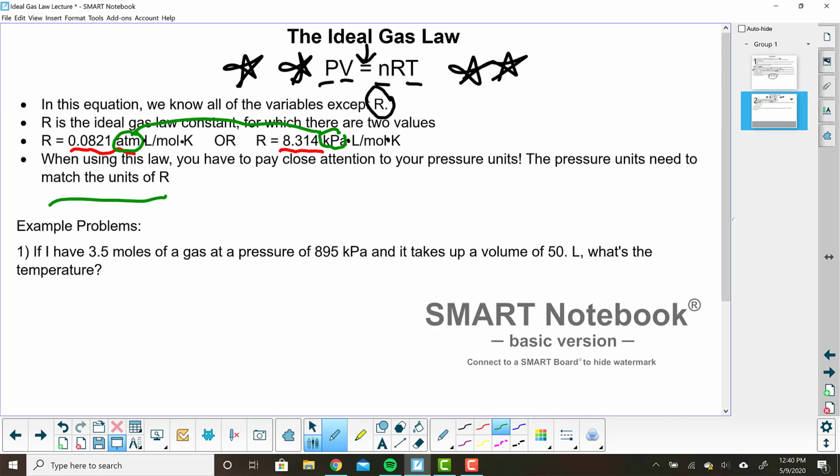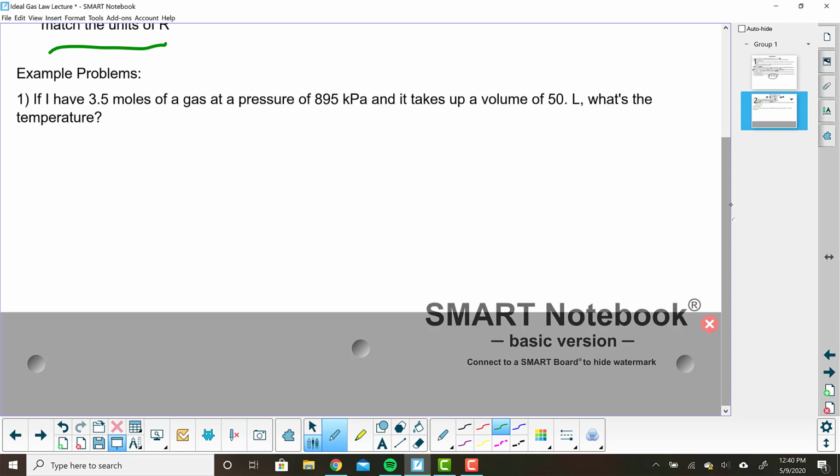So let's do an example. It says if I have 3.5 moles of a gas at a pressure of 895 kPa and it takes up a volume of 50 liters, what is the temperature? So just like all those previous problems that we did last week, the first thing that we're going to do is sort out the question. What information do we have?